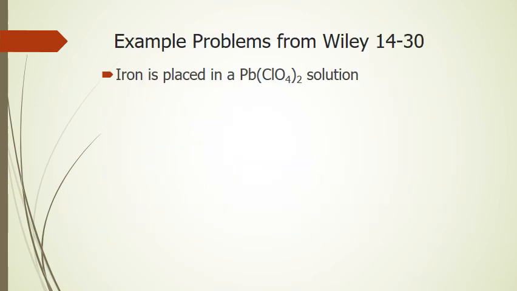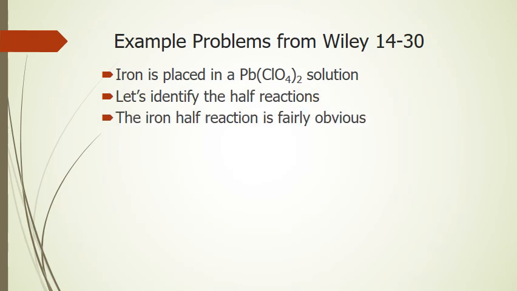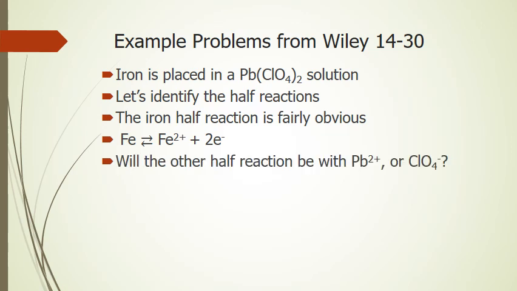Let's look at the next example. Iron placed in a lead perchlorate solution. Half reactions, the iron half reaction. So if you see the pattern in these examples, one of the half reactions is straightforward, and we can deduce the other half reaction from the one that's easy. So iron loses 2 electrons, becomes iron 2 plus. That's the only one on the table.